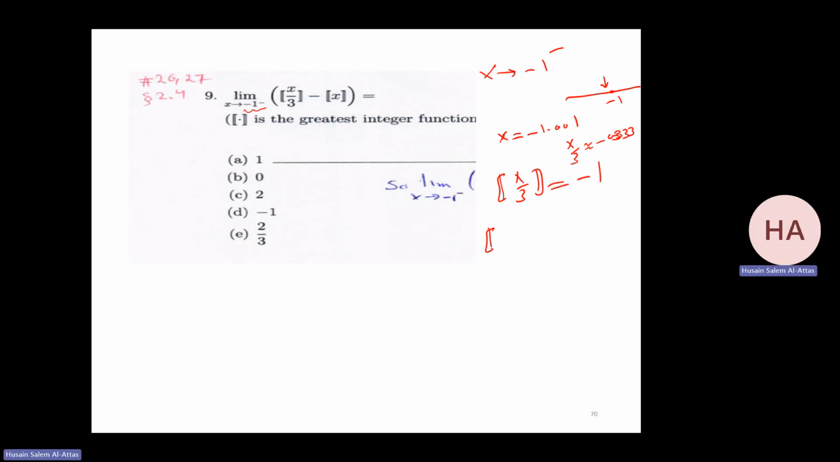Okay, what about the greatest integer of x? This is very clear, minus 2. So what will be the answer? The answer will be minus 1 minus minus 2, and that will be minus 1 plus 2, which is 1.